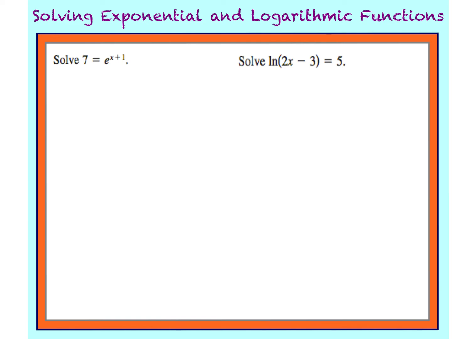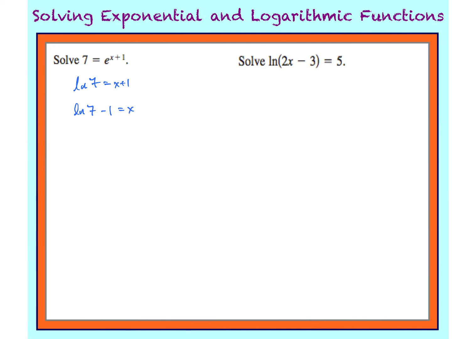Let's do some Algebra 2/pre-calc. So I have 7 is equal to e to the x plus 1, and I need to solve for x. What do I need to do to both sides? I natural log it. That's my inverse operation. So now I have natural log of 7 is equal to x plus 1. How do I start solving for x? Subtract 1. So now I have natural log of 7 minus 1 is equal to x.